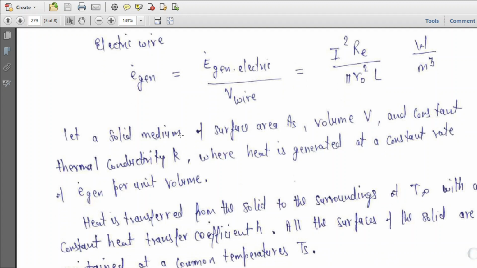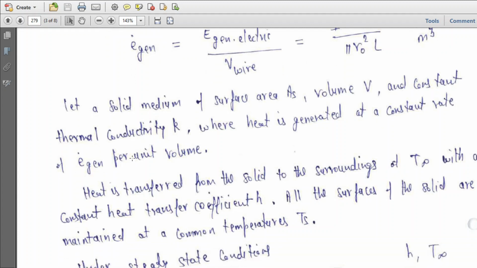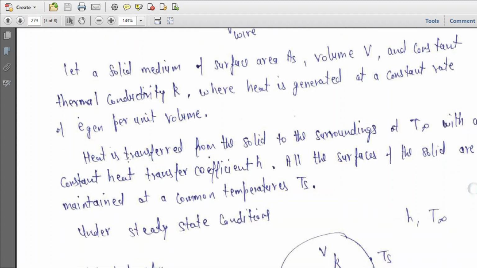Now in case of an electrical wire, E dot generation means energy generated per unit time, per unit volume. So this is E dot generation equal to I square Re, where Re is the resistance of the wire, divided by pi R naught square L. Now we are considering a solid medium of surface area As, volume V, and constant thermal conductivity, where heat is generated at a constant rate of E dot generation per unit volume.